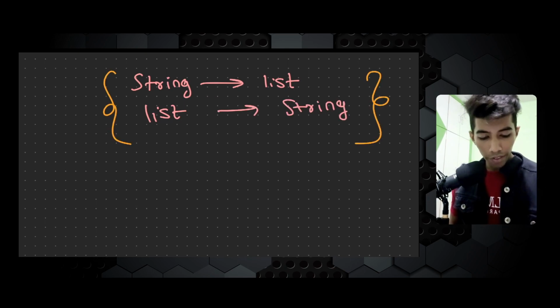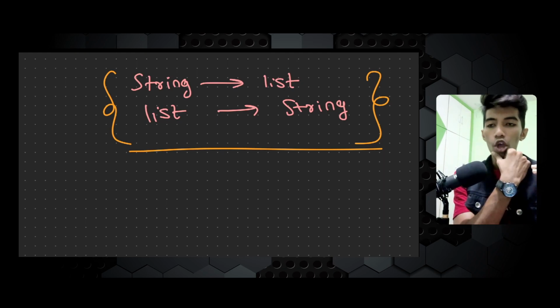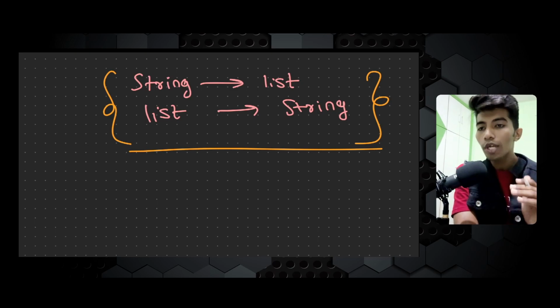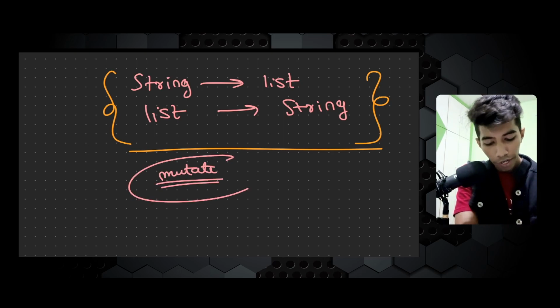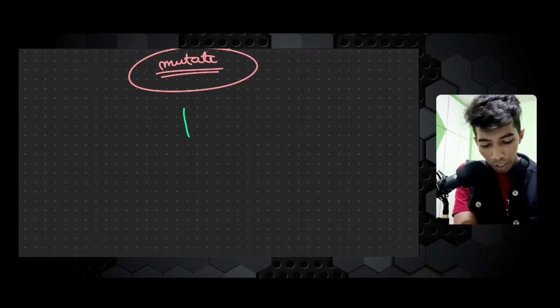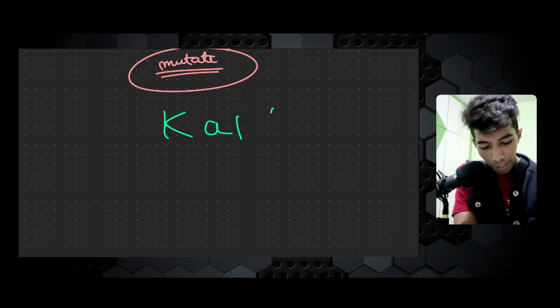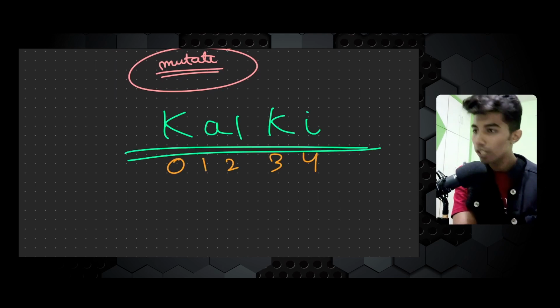Now you will be wondering why it is important. Because when you see the questions, you will notice that, just like any normal array, you cannot simply mutate a string or a particular index. What I mean, guys, is take an example. Suppose you are given one string, Kalki right now. Let me take it like this. This is the string which is given to you, with indexes 0, 1, 2, 3 and 4.